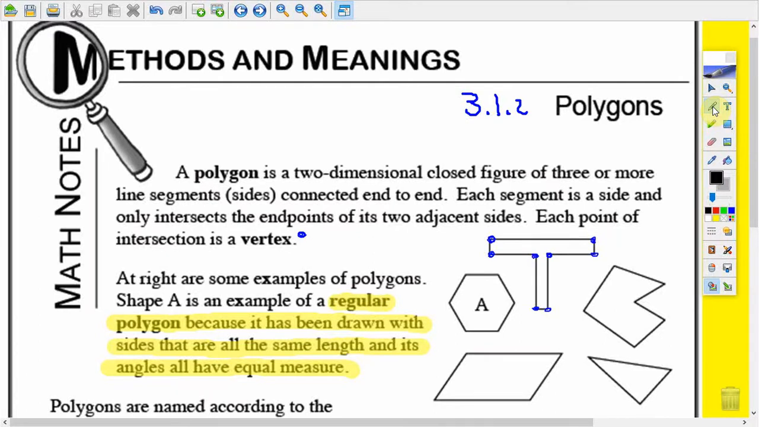This is going to be 3.1.2. We're going to be talking about polygons today. So first off, a definition here. A polygon is a two-dimensional closed figure of three or more sides connected end to end. Each segment is a side and only intersects the endpoints of its two adjacent sides. Each point of intersection is a vertex. So, write those down.